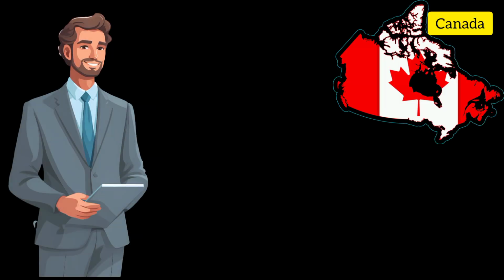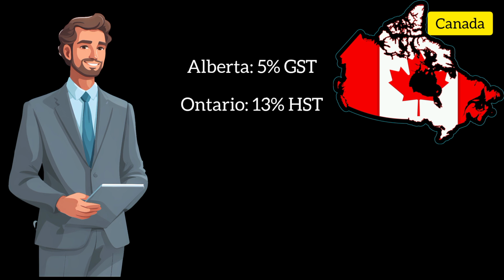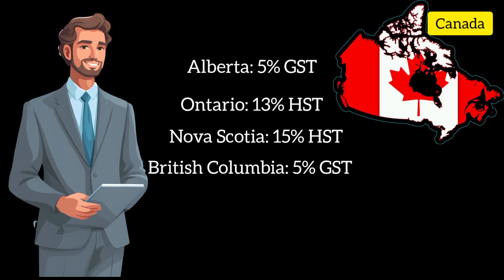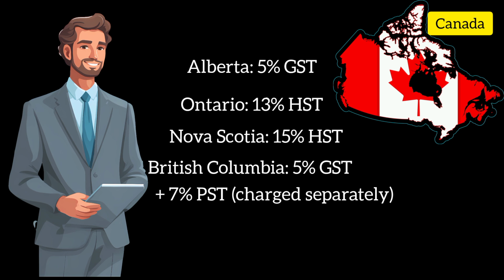Good question. In Canada, here's how the tax system breaks down. Alberta, 5% GST. Ontario, 13% HST. Nova Scotia, 15% HST. British Columbia, 5% GST plus 7% PST, charged separately.